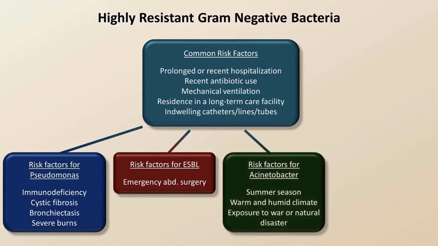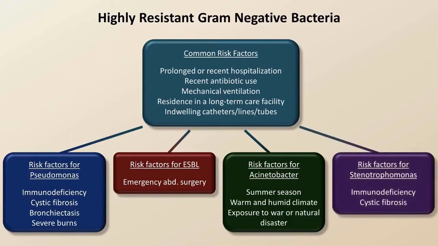Acinetobacter shows significant seasonal and geographic variation, being most common in summer and in warm and humid climates. Exposure to war or natural disasters has also been found to be a risk factor. And risk factors for Stenotrophomonas include immunodeficiency and cystic fibrosis.